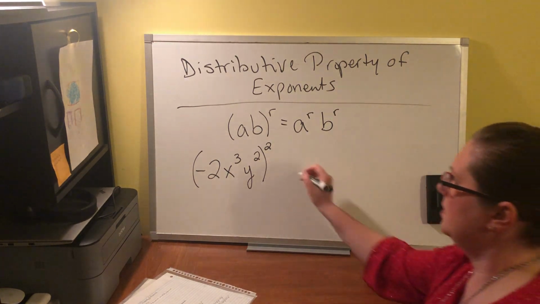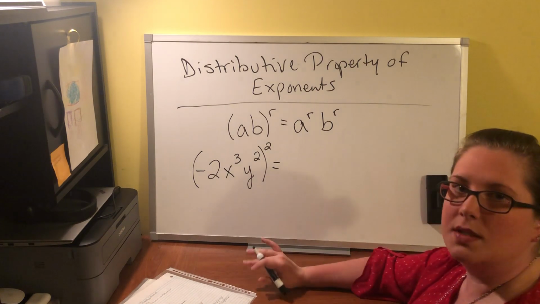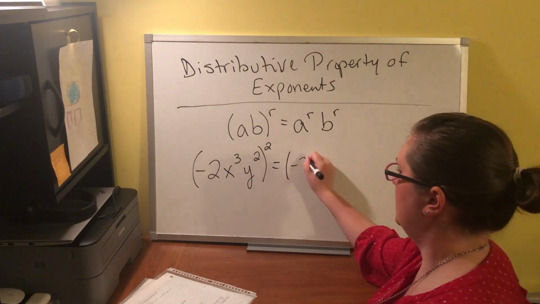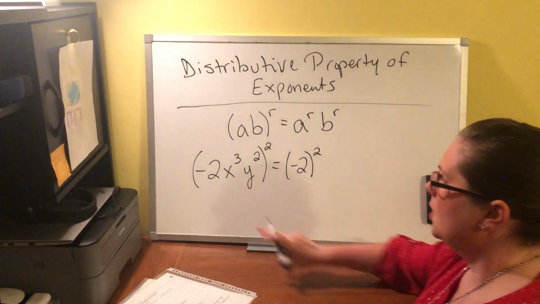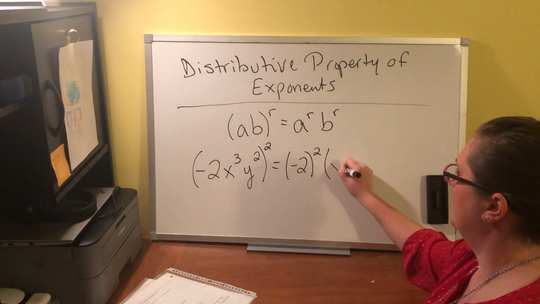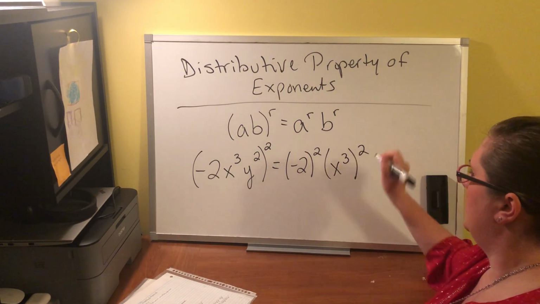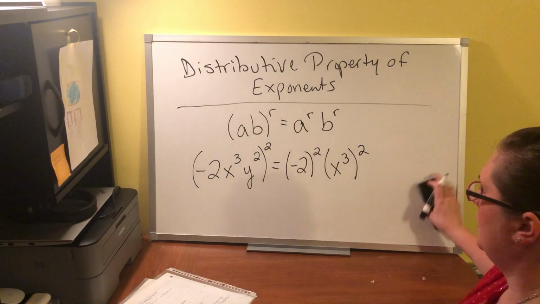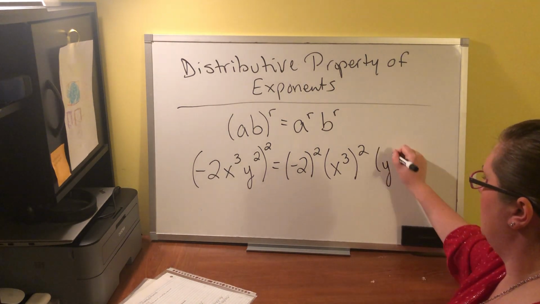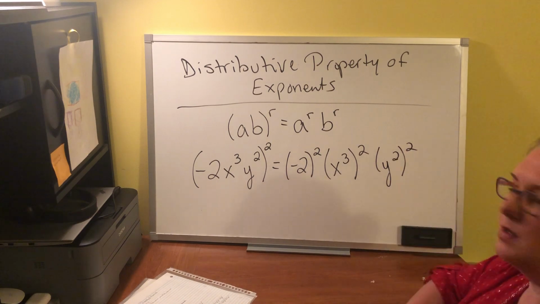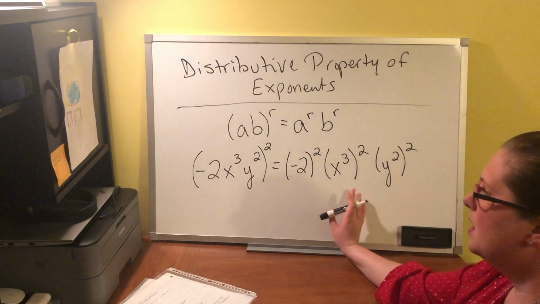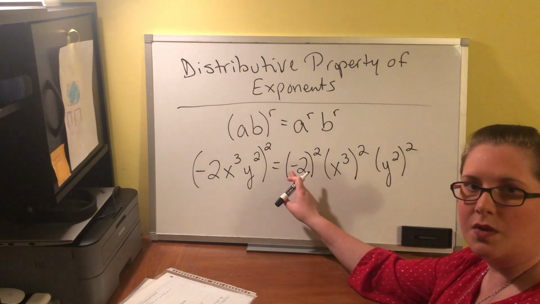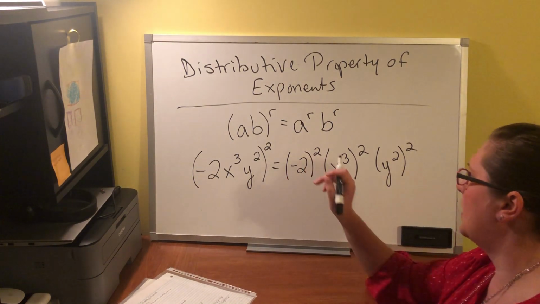So to do this, you're going to take it one step at a time. You're going to put in parentheses that -2, and we are going to square it. You're going to take that x cubed, and you're going to square it. You are going to take that y squared and square it. It's important to have all of this in sets of parentheses, especially when we have a negative involved, right? It tells us that we need to also multiply that negative.